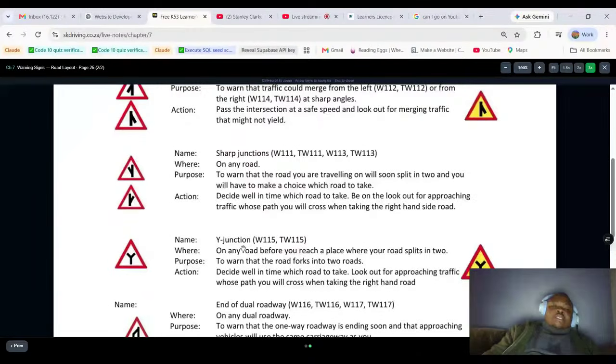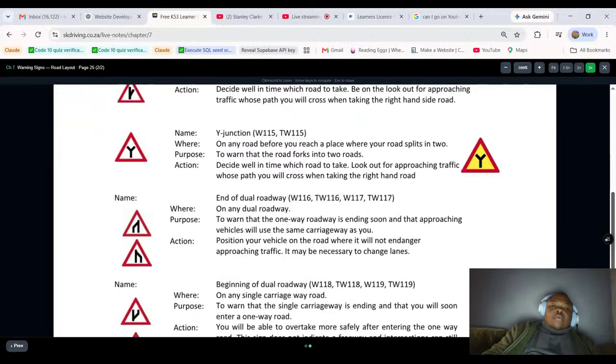And then this is a Y junction, and the purpose is to warn you that the road forks ahead into two roads. Decide in time which road you are going to take. That road actually has a Y shape. So you either go to the right if you are going to the right, or you go to the left if you are going to the left.